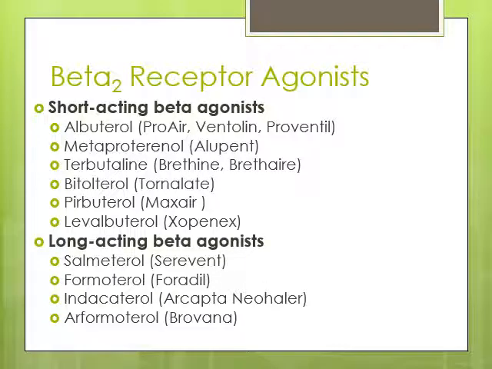Now, looking at the beta-2 receptor agonists, we're going to talk about the short-acting beta agonist and the long-acting beta agonist. And so, one of the first things you need to know is which medication falls within each of these categories.